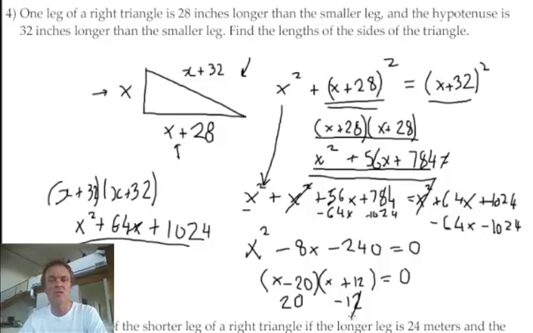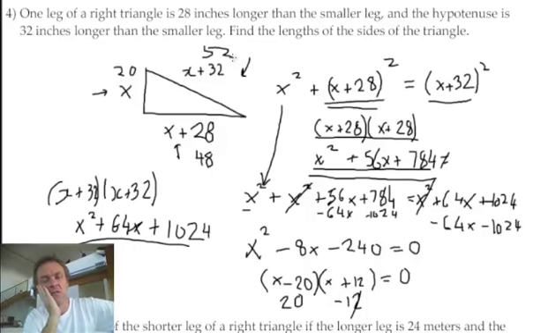But remember, we don't use negative numbers in the real world. It's going to be 20 inches. So the lengths of the sides: the shortest is 20. The longer one, if it's 28 more, must be 48. And the longest one, because it's 32 more, must be 52. 20, 48, and 52.